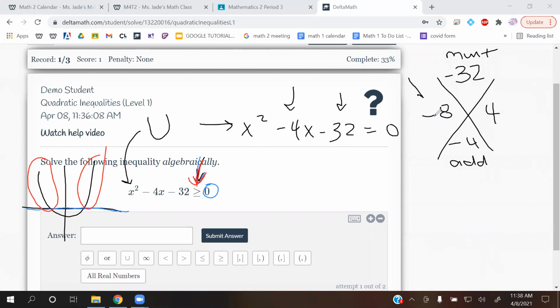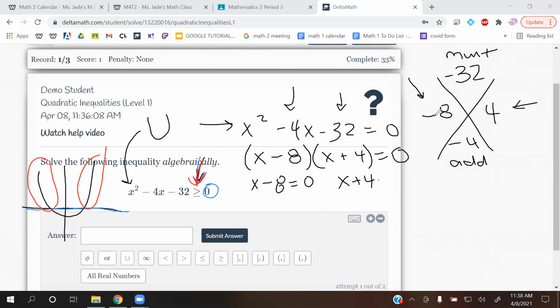So let's see. With this negative 8, I'm going to write x minus 8. With this positive 4, I'm going to write x plus 4. And we're going to set it equal to 0. And then we're going to set each factor equal to 0. This is what happens when I'm hungry. I just want to rush and then I can't talk.